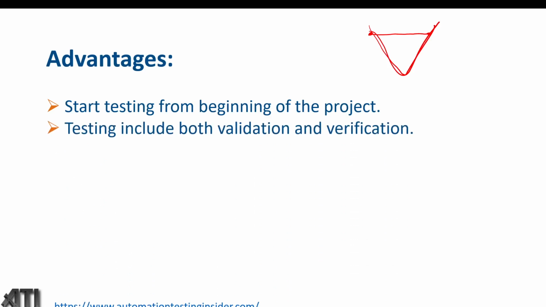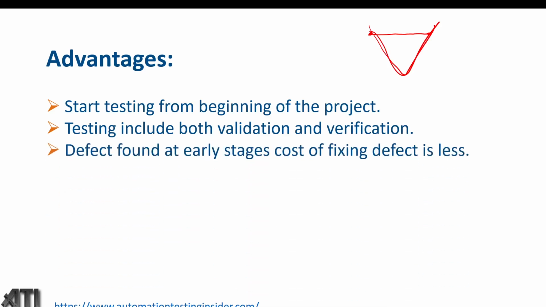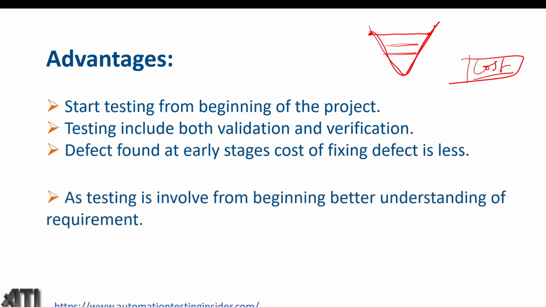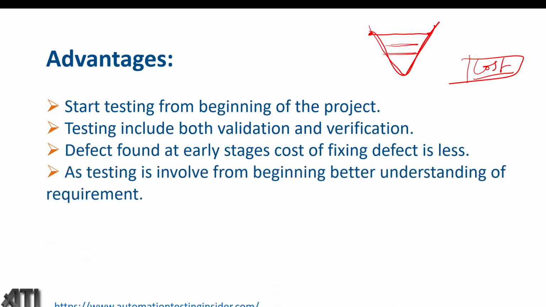Testing includes both validation and verification. Defects found at an early stage cost less, so the cost of fixing a defect is very low, because in each phase we are verifying the different documents, so we'll get very few defects when we do the actual testing in the V model. As testing is more involved from the beginning, there is a better understanding of the requirements. So these are the different advantages.